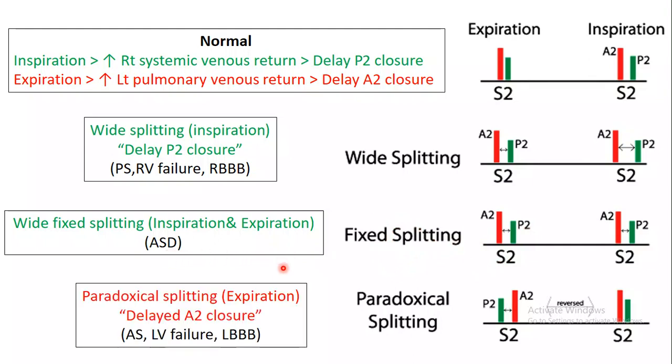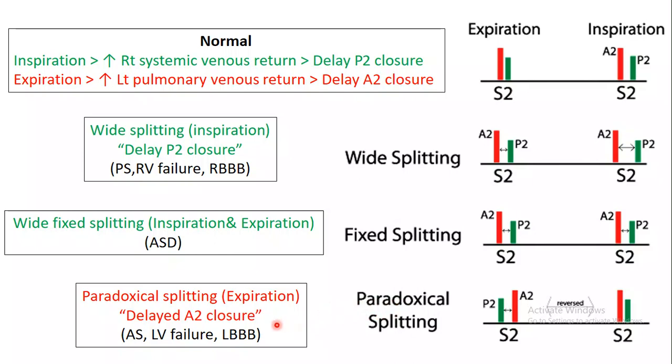The last thing is called paradoxical splitting. What is paradoxical splitting? This means that the splitting disappears during inspiration and appears on expiration. What causes paradoxical splitting, or splitting with expiration? It's actually caused by delayed aortic valve closure.